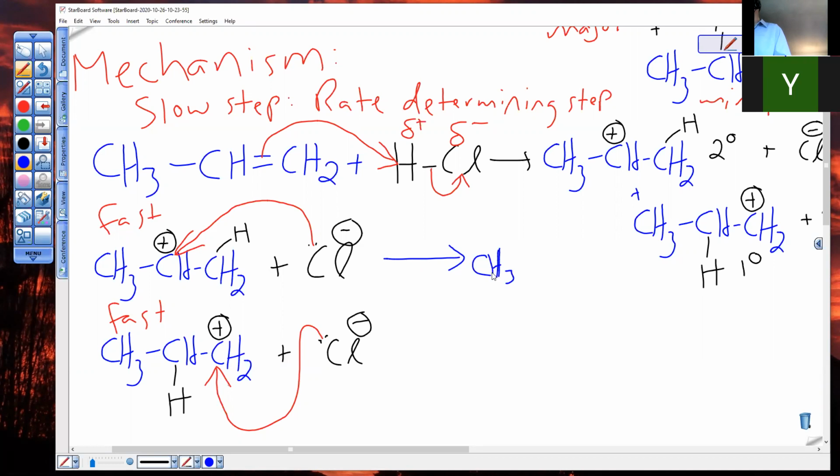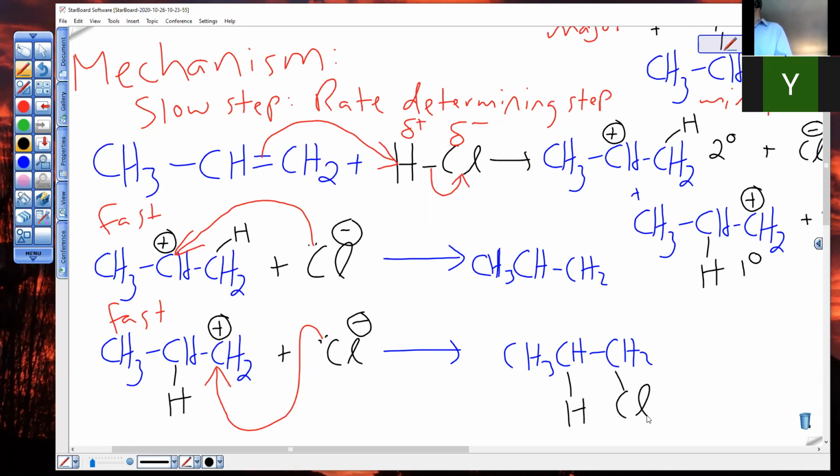CH3, CH, CH2, CH3, CH, CH2. The bottom one, put a new H on here in the slow step and a Cl on the end, and this one put an H here on the slow step and a Cl here at the end in the fast step. Why are these fast?